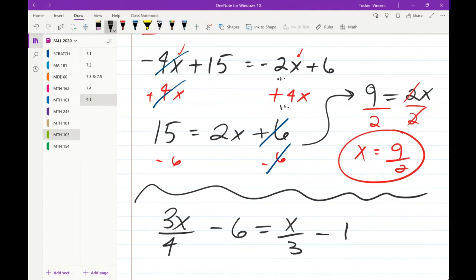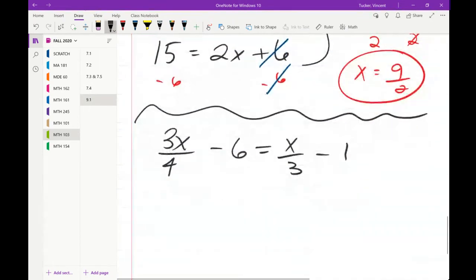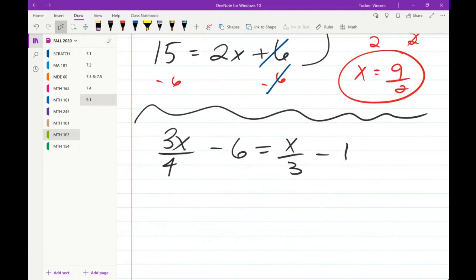All right, so this next one, we have 3x over 4 minus 6 equal to x over 3 minus 1. So you have two choices here. Either you can work the problem with the fractions involved, or you can do what we call clearing out the fractions. So let's go ahead and look at that process.